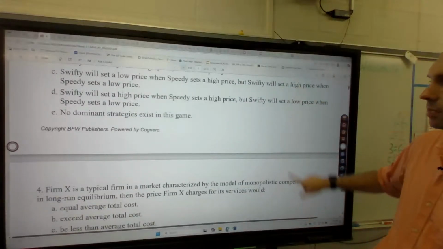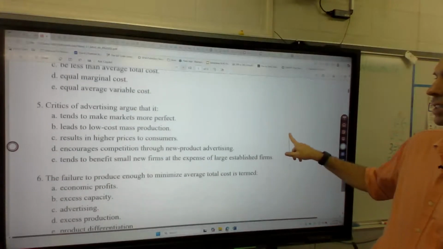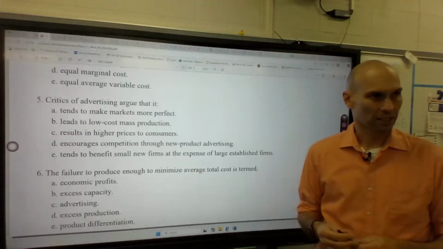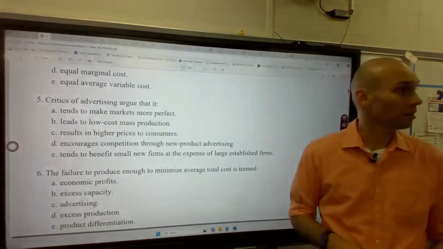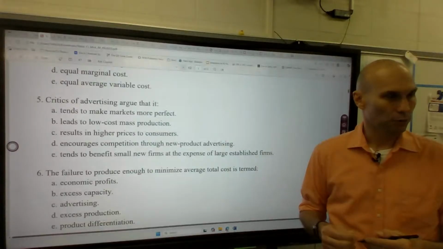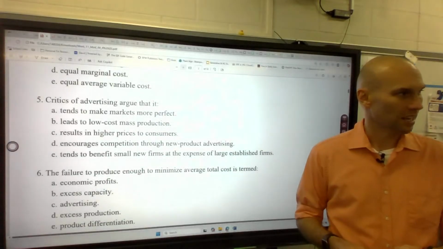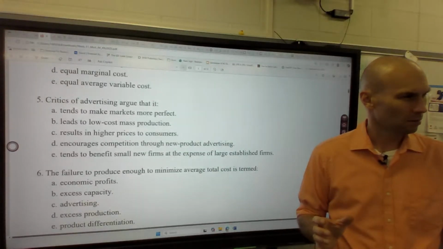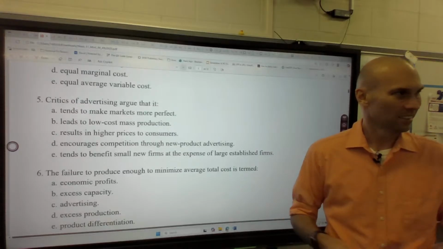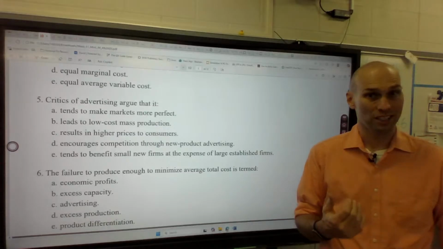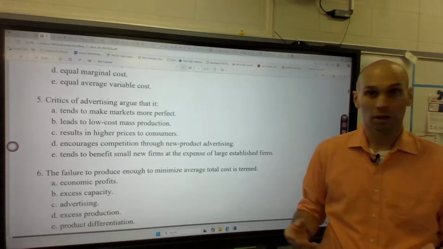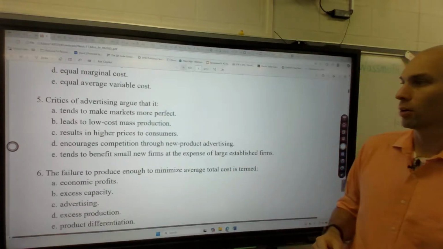Number 5. Critics of advertising argue that it... There are benefits and drawbacks to advertising. The benefit is it gives you information about the good, which is useful for consumers to know. The bad part is if you see me saying, Mr. Wasma says drink Gatorade, it doesn't mean anything. Or I'm like, buy these watches. Again, means nothing. What do I know about watches? None. So, tends to make markets more perfect?